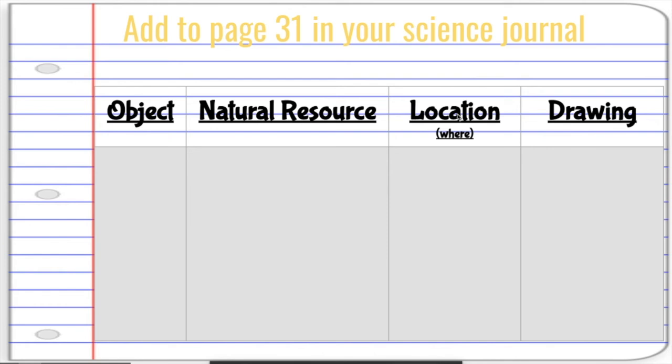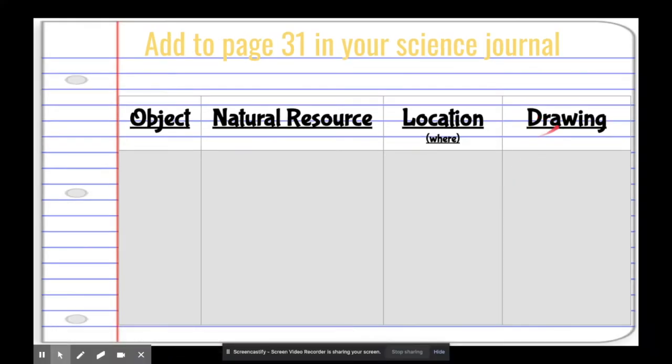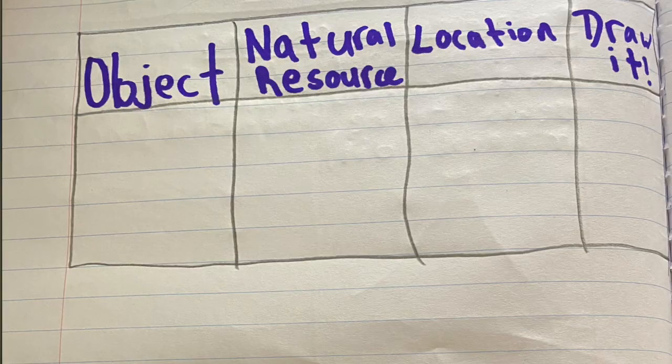Where do we find this object? In the fourth column, you're going to write drawing. You are going to go on a scavenger hunt at home and see what objects you can find in your home that are made of different natural resources and draw a picture. You will now have about 4 minutes to add this chart to page 31 in your notebook.